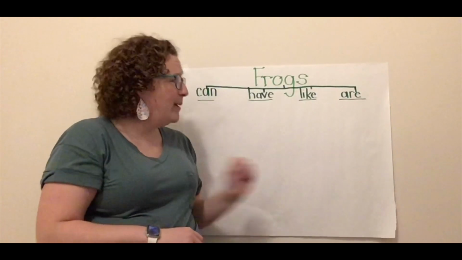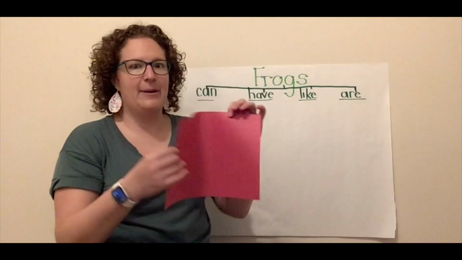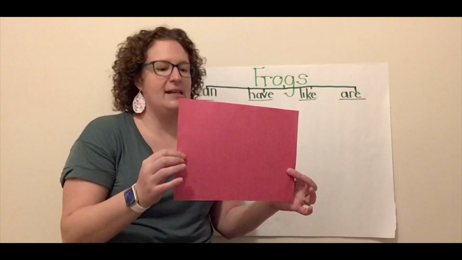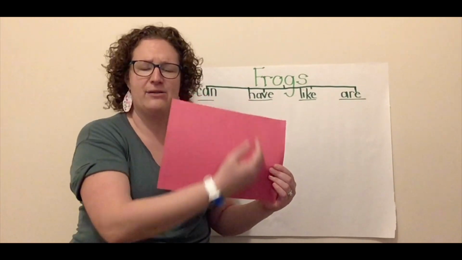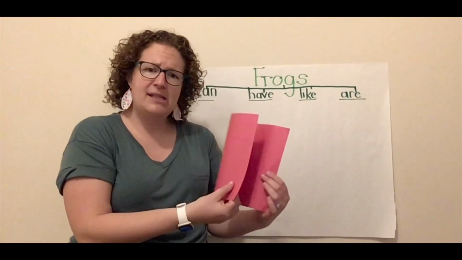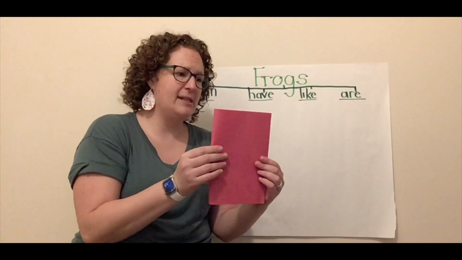Now, I have my big tree map up here, but if you have a regular piece of paper, this is what Miss Lodato does to help her so I can see the spaces that I need to write my tree map in. So this is a piece of construction paper. It can be anything. You're just going to fold it once.